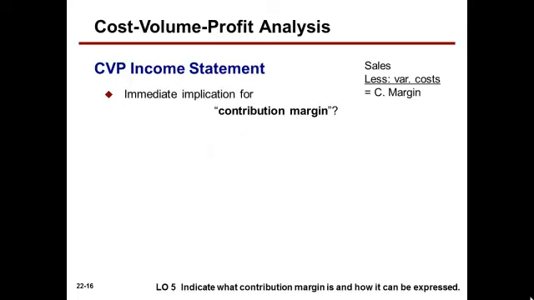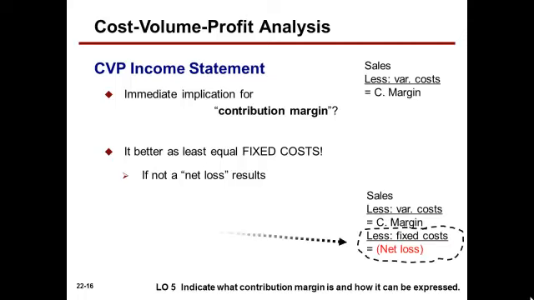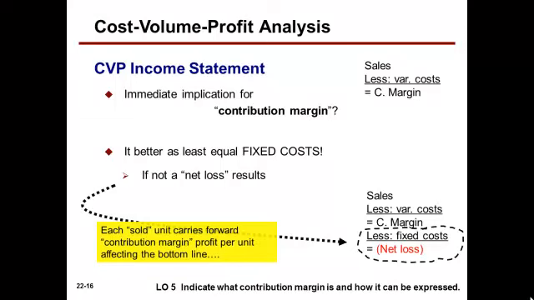There's an immediate implication for contribution margin. It better at least equal our fixed costs. If not, a net loss results. We will see later that each sold unit carries forward contribution margin profit per unit that affects the bottom line.